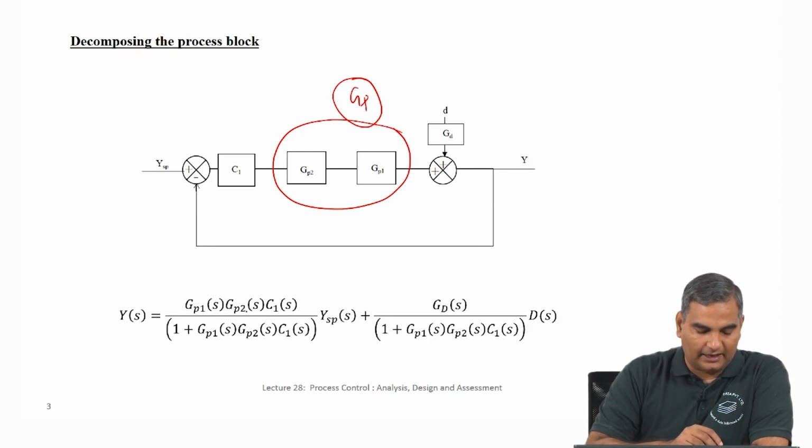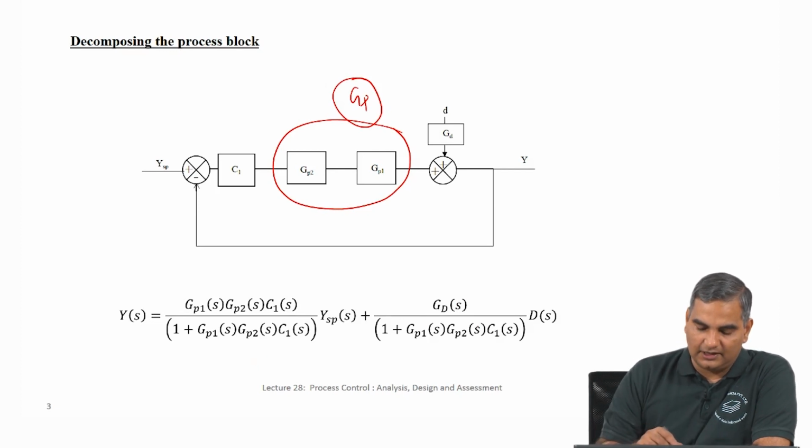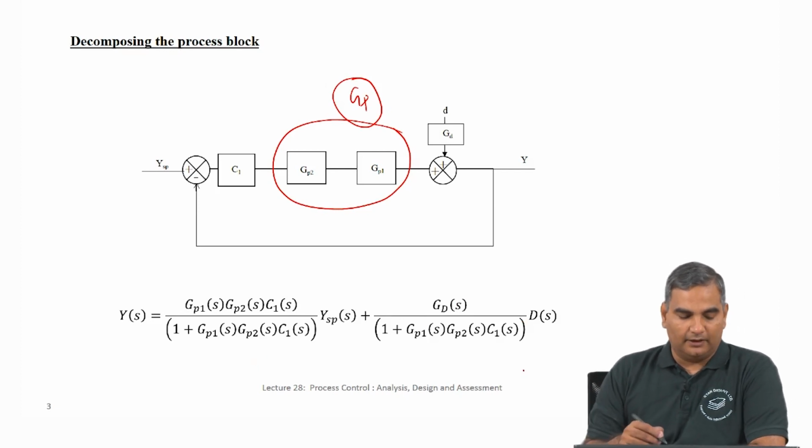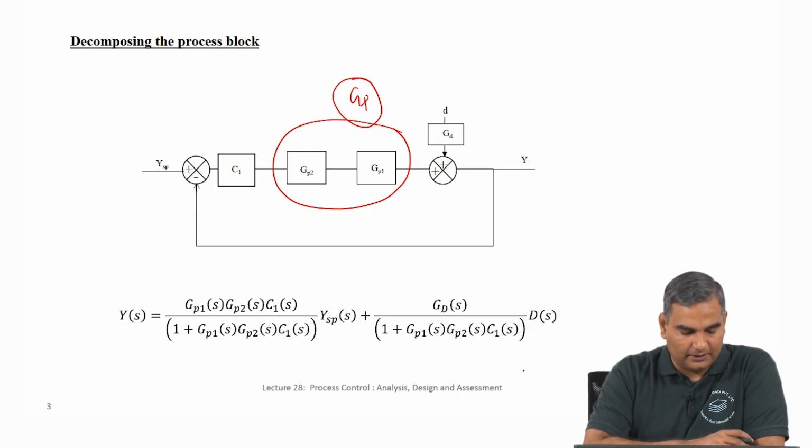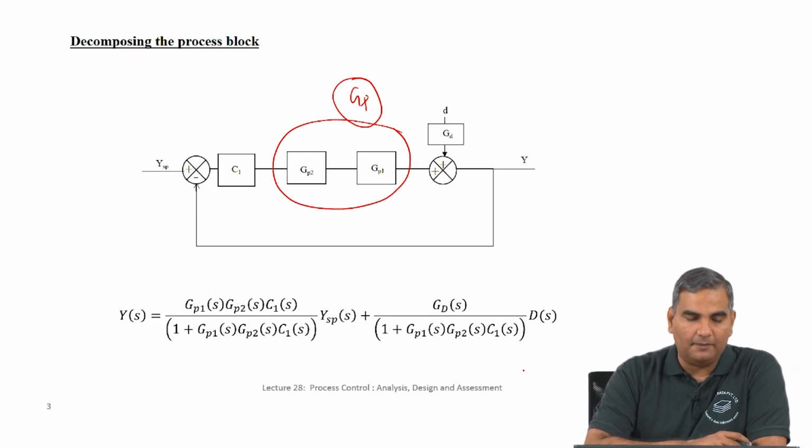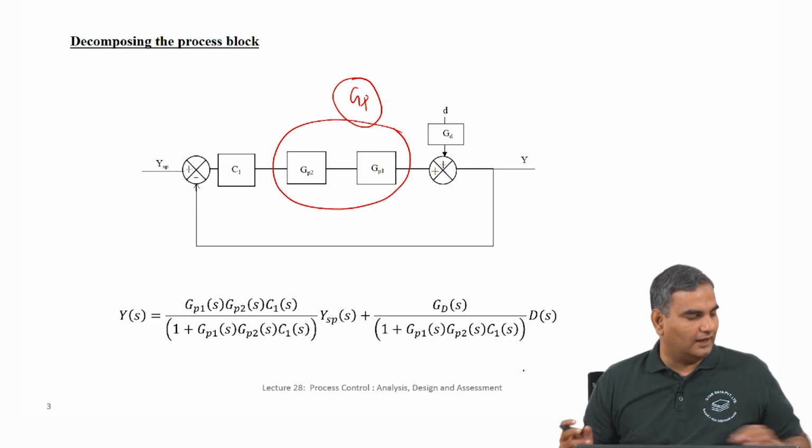In the previous slide I had GP Gc divided by 1 plus GP Gc, and GD divided by 1 plus GP Gc. Now, that GP I have replaced by GP1 GP2. So, I am saying that the process block itself I can write as a multiplication of 2 blocks. Okay. So, when would this be useful and when would this happen?